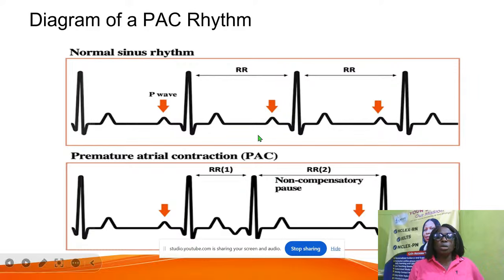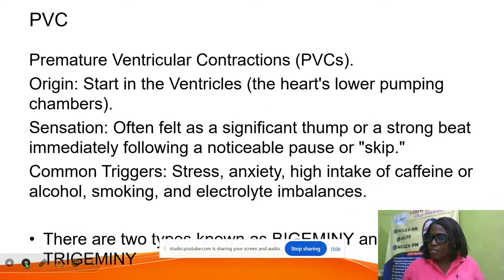Now we go to, so this is how you see it. You see it's not continuous. The next beat, the heart has its normal P again. So it's not something that is continuous. The heart will just have it and readjust. So this is PAC. Now let's talk about PVC.